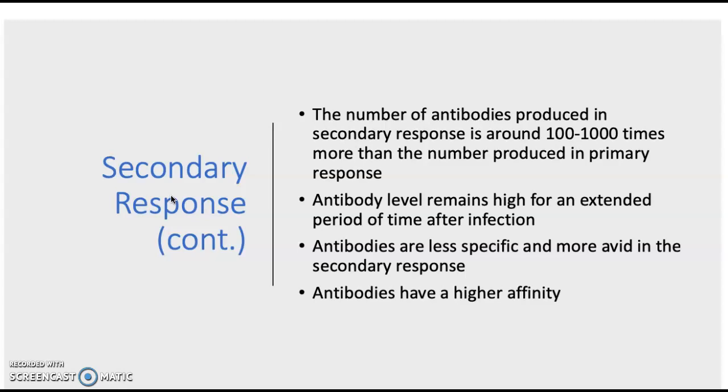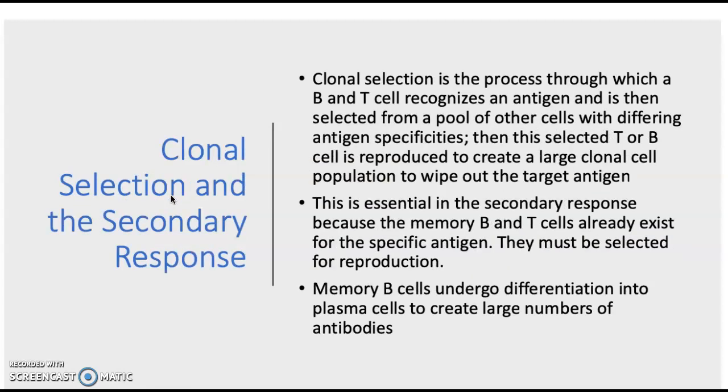The antibodies are less specific but more avid, and antibodies have a higher affinity in secondary response. Clonal selection in the secondary response is extremely important. So clonal selection would be the process where B and T cells recognize an antigen and then are selected from a pool of other cells with differing antigen specificities.